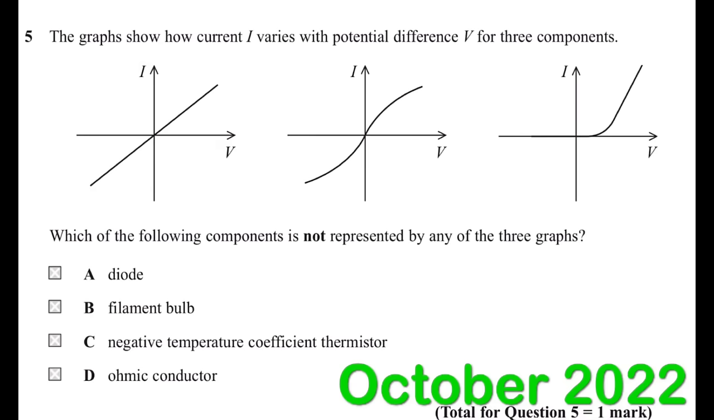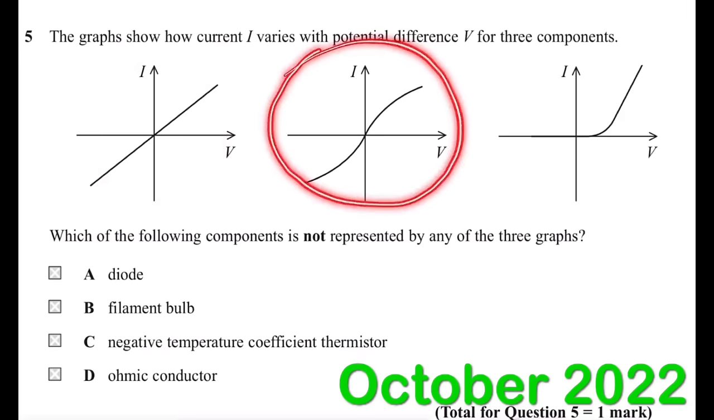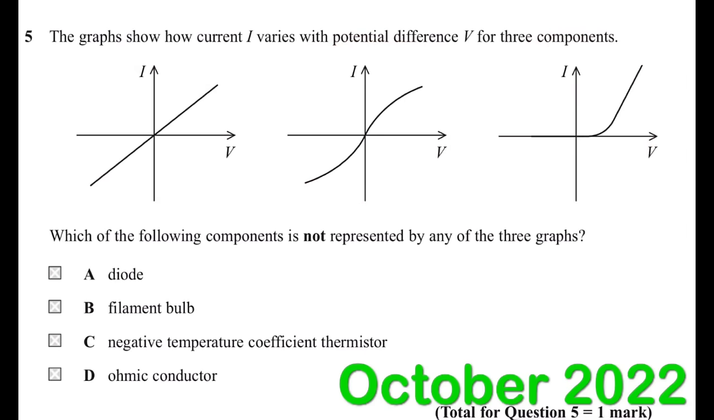For the curved one, the relation between I and V becomes curved. It means that the value of resistance changes according to the change in the temperature. So this one describes the filament lamp, or bulb. For the last one, at a certain value of the voltage, which is the breakdown voltage, there's a giant increase in the value of the current. This happens in the PN junction, which is the diode. So the first one is for the ohmic resistor, the second for the filament lamp, and the third for the diode. So for this question, none of these describes the negative temperature coefficient thermistor. So the correct answer for question 5 is C.